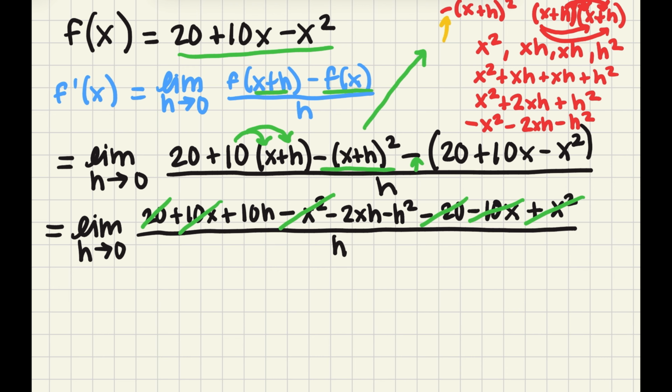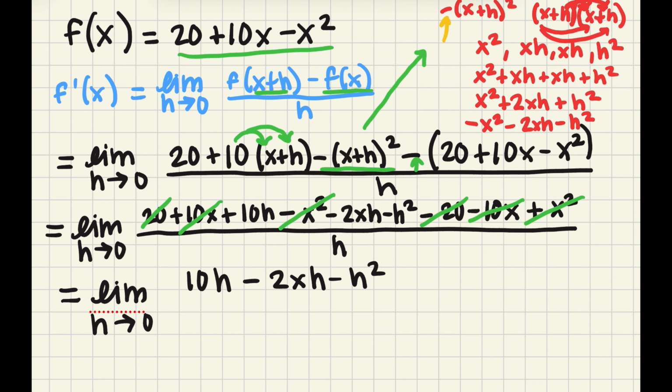So what are we left with? Let's write it out. The limit as h approaches 0. I don't know where that dotted line came from, just ignore it. So that'll leave us with 10h minus 2xh minus h squared over h.